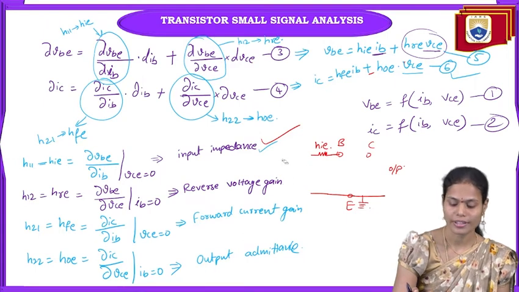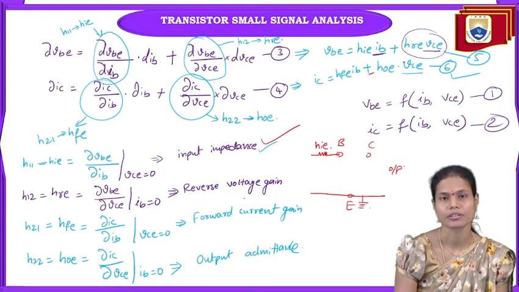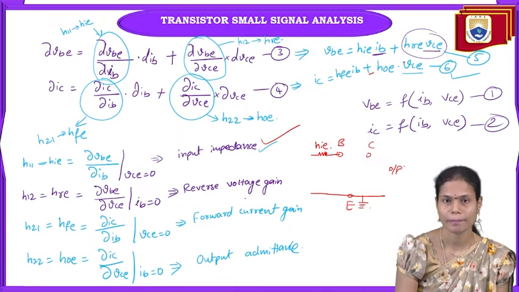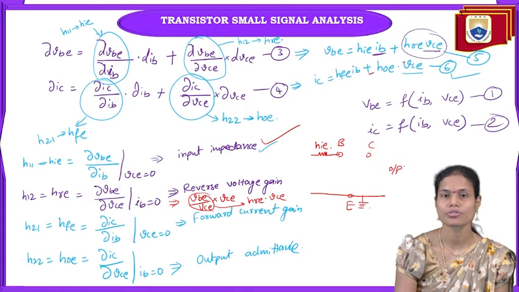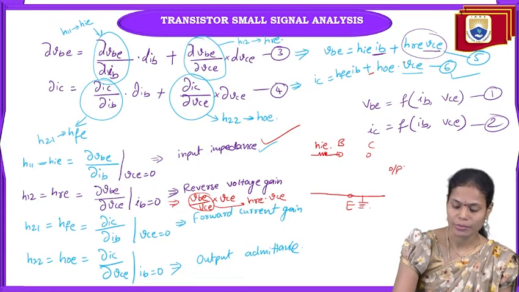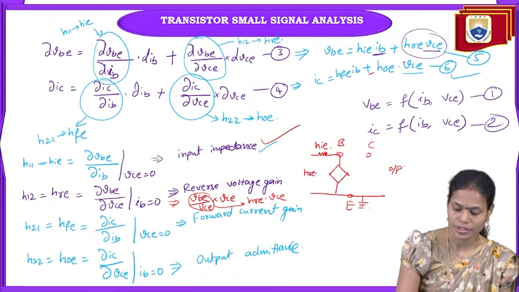And the next parameter is the reverse voltage gain. In order to represent voltage gain, we don't have any symbol. So that's why we are converting this gain into a voltage source. To convert it into a voltage source, I am making it VBE by VCE multiplied with VC. In this, VBE by VCE is nothing but our HRE multiplied with the output voltage VC. So now the voltage gain is represented in terms of a voltage source. This one I am including in the circuit. This value is HRE into VC.